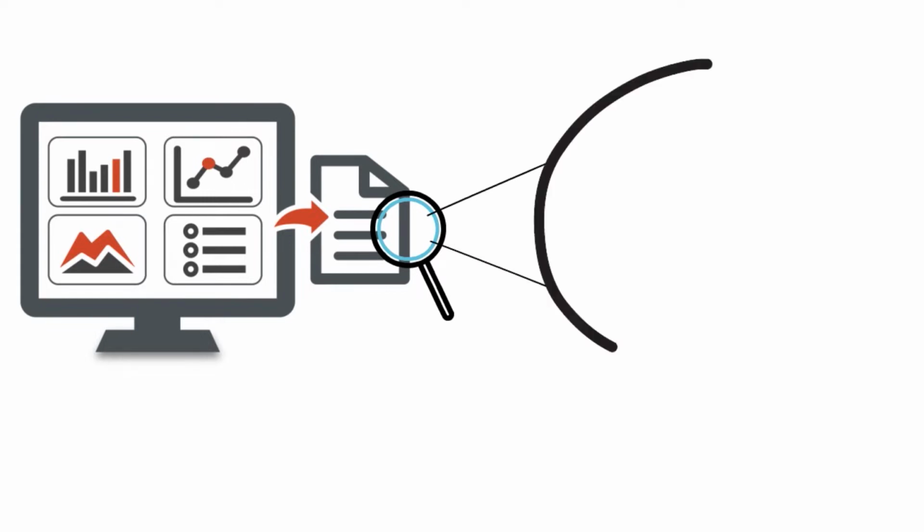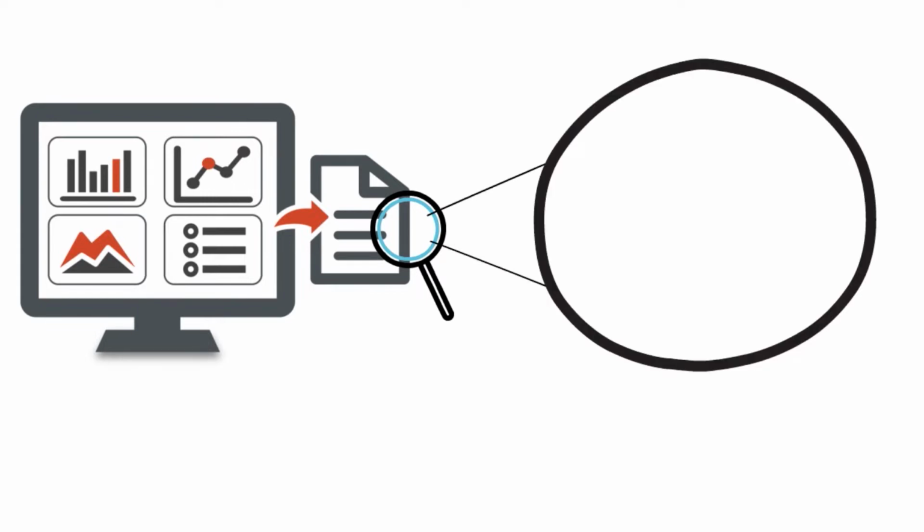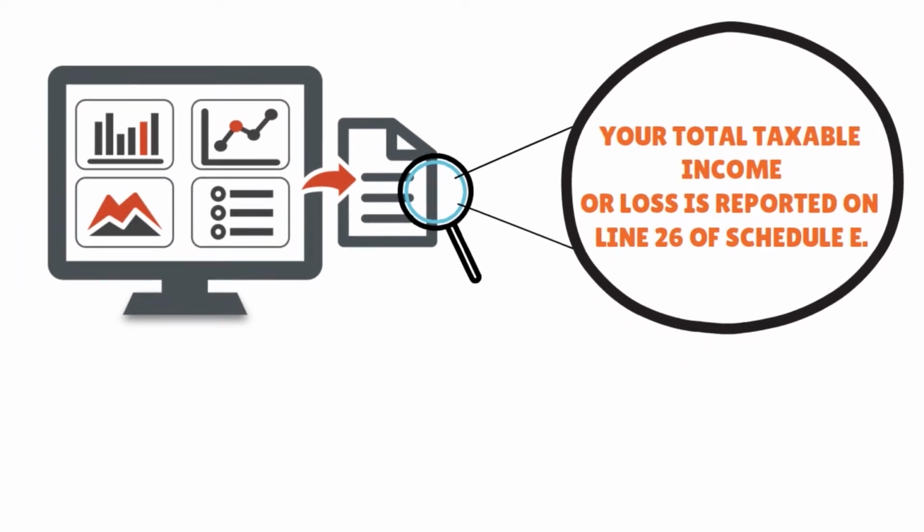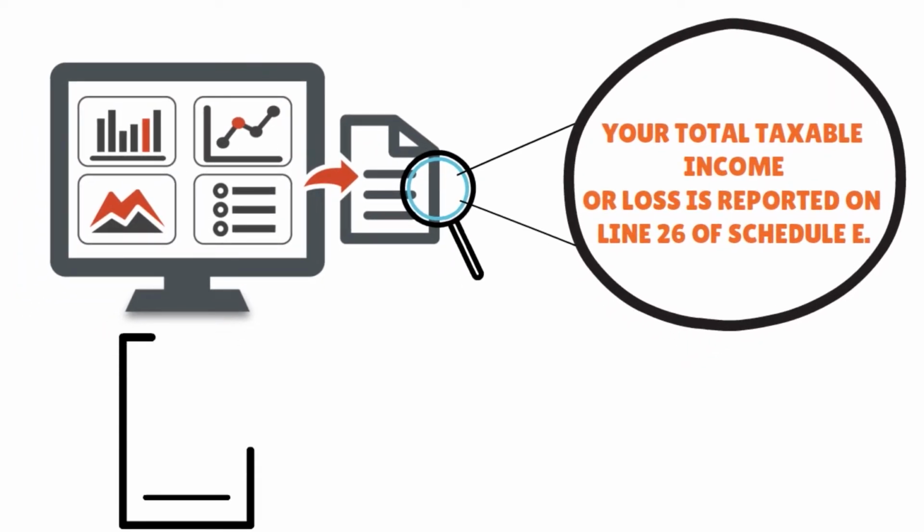Okay, so your total taxable income or loss is reported on line 26 of Schedule E. So the first and most important place you will see the end result of IRS Schedule E appear is line 17 of your IRS Form 1040. Here you should see the full amount of net income or loss from your rental properties. I'll go through the form later on, but I'm just explaining to you the basics here, all right?